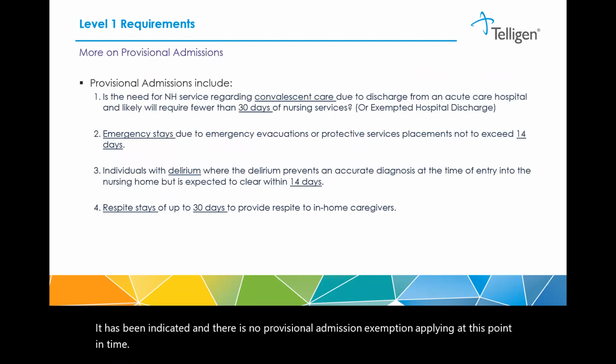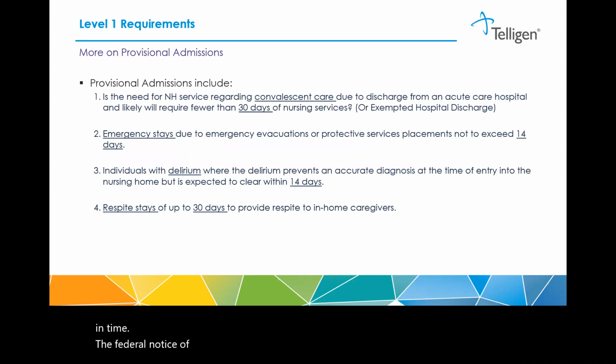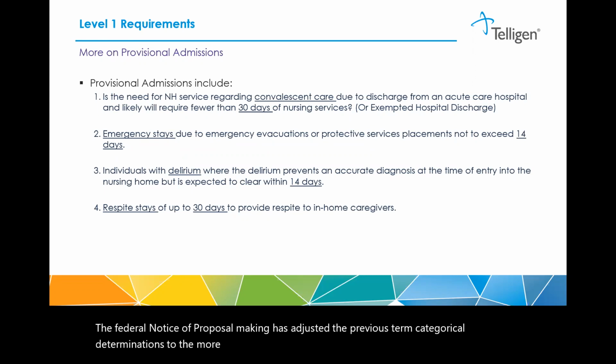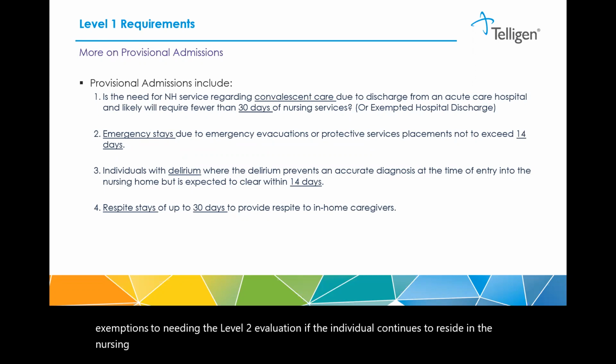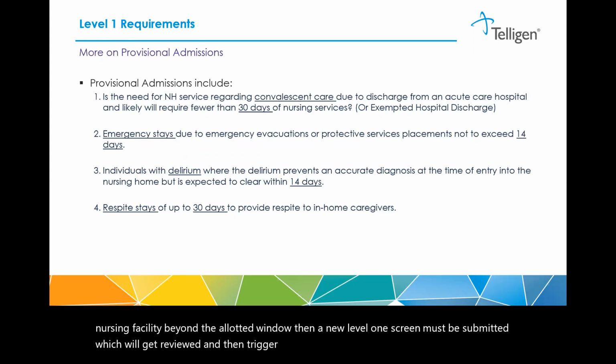The federal notice of proposed rulemaking has adjusted the previous term categorical determinations to the more accurate provisional admissions. These are time-sensitive exemptions to needing the level two evaluation. If the individual continues to reside in the nursing facility beyond the allotted window, then a new level one screen must be submitted, which will get reviewed and then trigger the level two evaluation process, as the provisional admission would no longer apply.